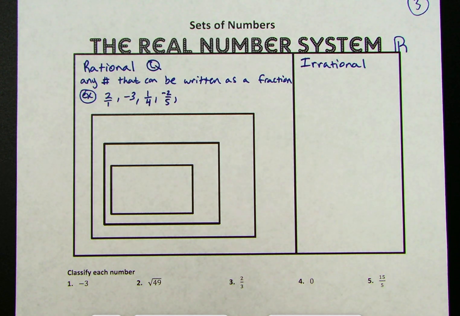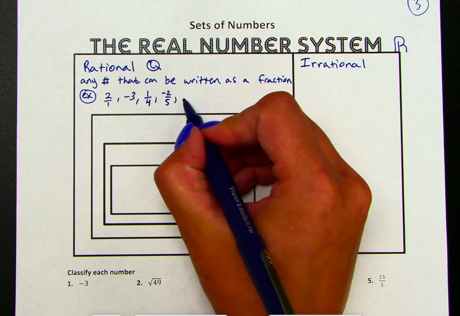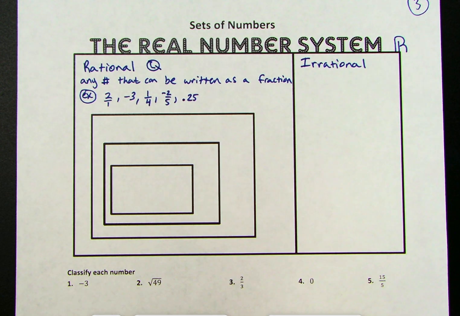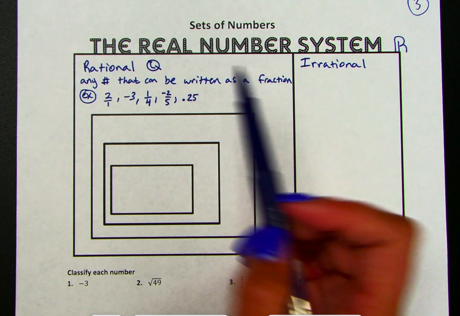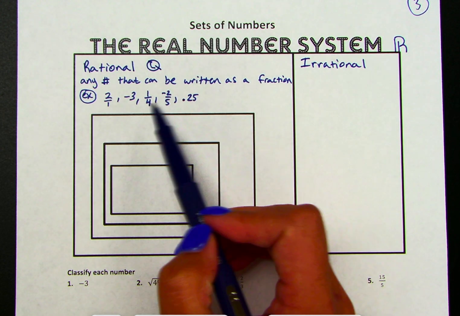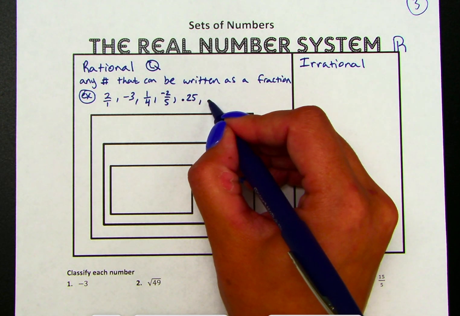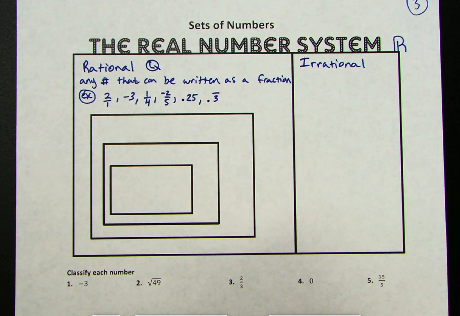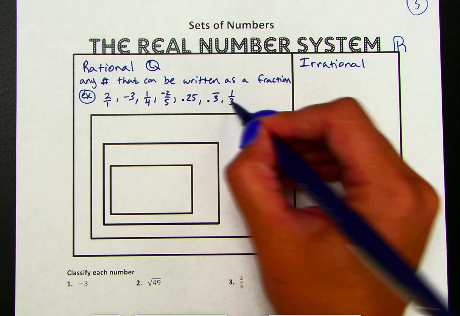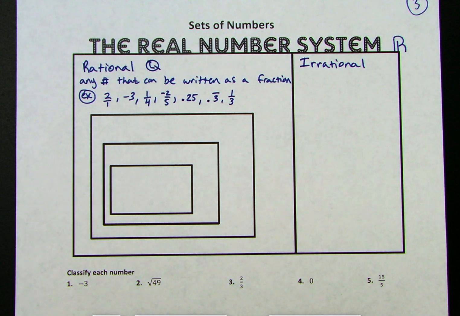Any decimal that ends, for example 0.25, since that decimal point ended, I can rewrite it as a fraction, and this particular fraction would be 1/4. Or any decimal that repeats. If I have 0.3 repeating, that would be the same as 1/3. So I can still write that as a fraction. And this includes really big numbers as well. Any number that can be written as a fraction, which includes decimals that end or repeat, is going to be considered a rational number.